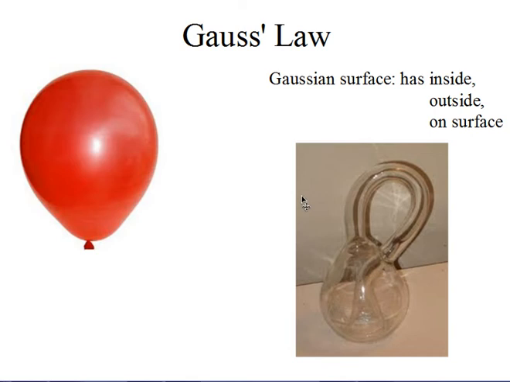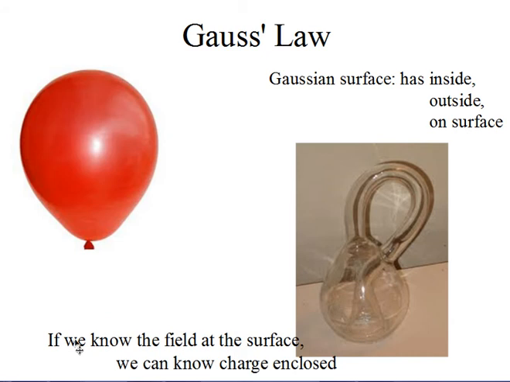So a piece of paper would not be a Gaussian surface. It doesn't have an inside and an outside. And if you were to open the bottom of this balloon, suppose it were to stay nice and round, but you made a hole in the bottom so you could get from outside to inside without passing through the surface, that would not be a Gaussian surface.